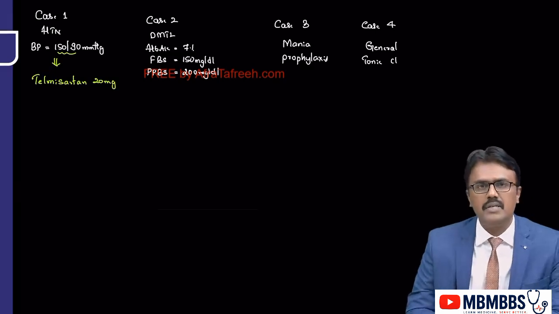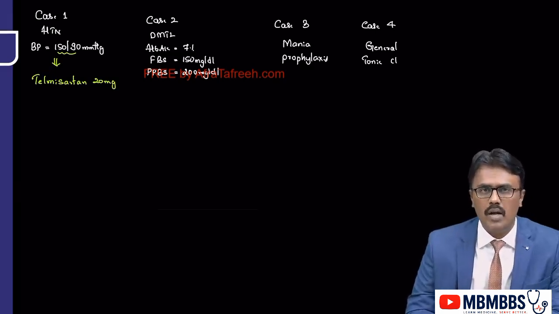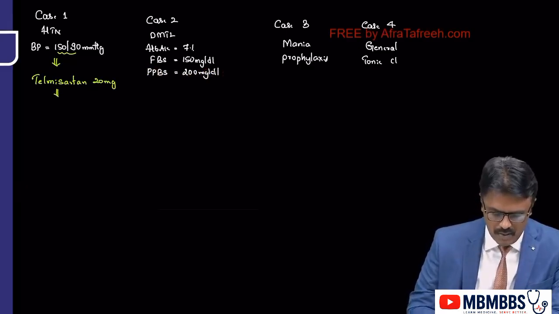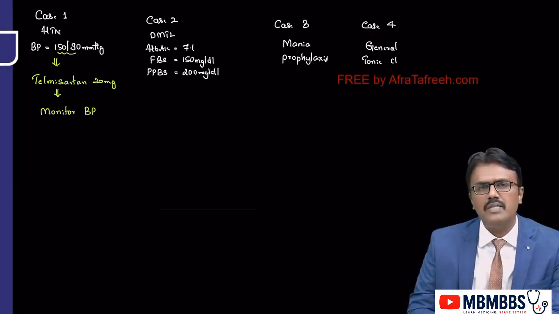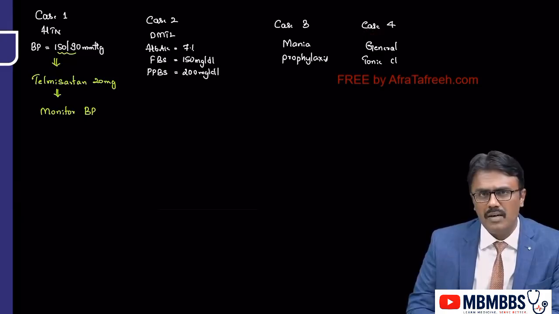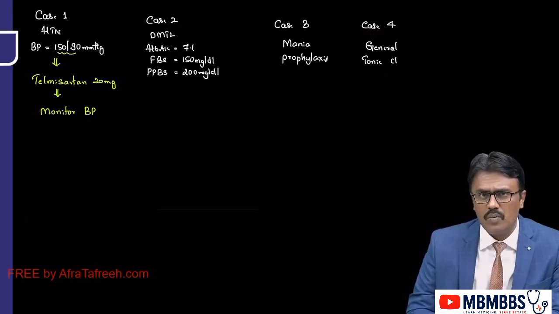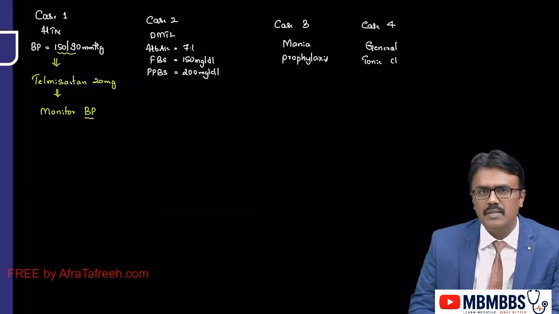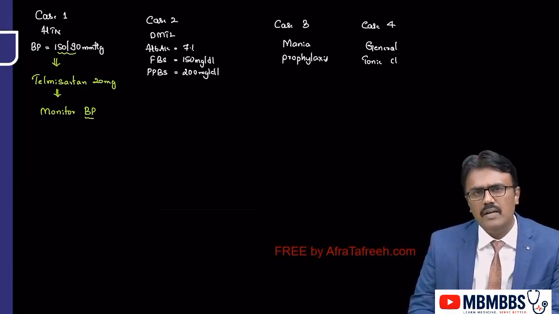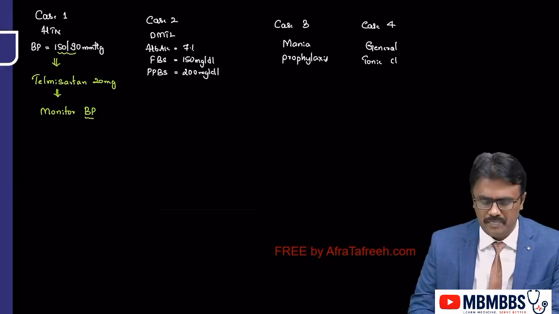So what do we tell the patient? We tell the patient to come after 1 month or after 3 months, and we will monitor the blood pressure. Again, after 3 months or 1 month, we check the BP. Now you tell me, will we draw the blood and check the telmisartan level? No. What we do is we check the BP, and if the BP is high, we will increase the dose. If the BP is maintained, we'll keep the same dose.